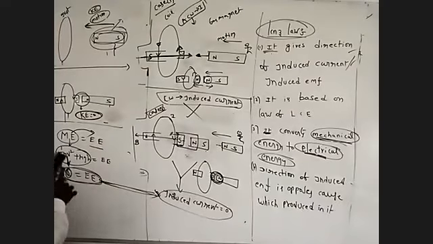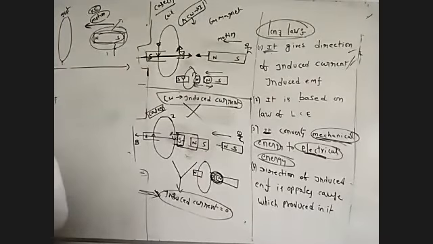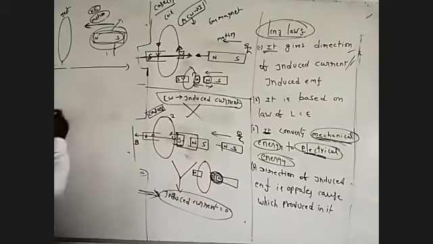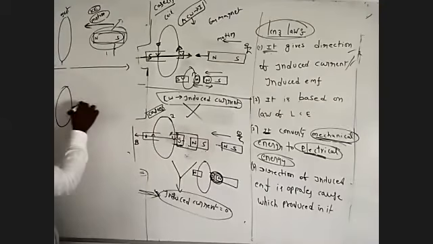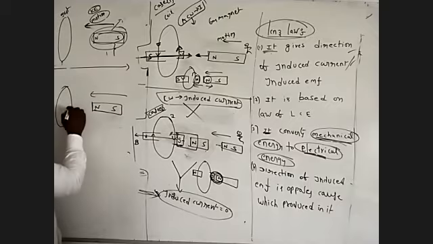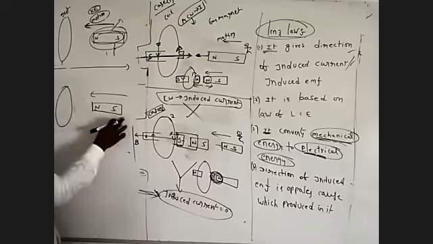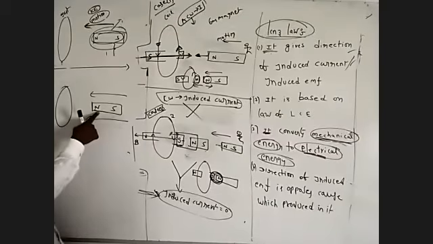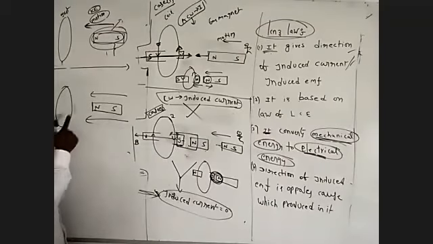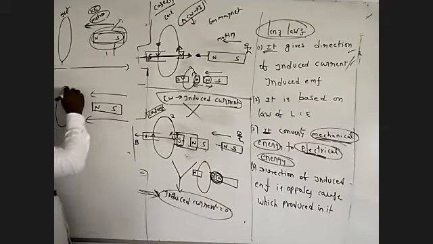You see what will happen in this situation. In the first case, the north pole of the bar magnet is moving towards the coil. This changes the flux lines linked with the coil. Then induced current flows in the coil, and that direction is anti-clockwise.